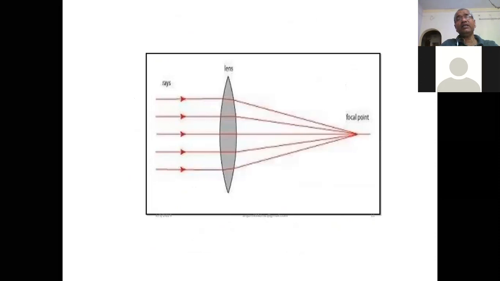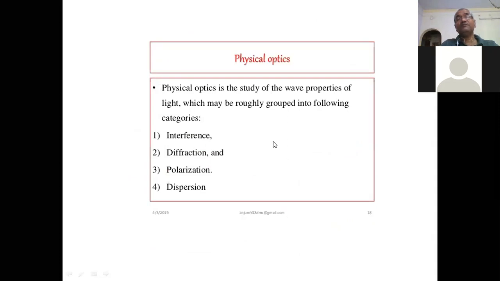So this is again the convex lens shown. This is a beam of parallel rays. After refraction through this lens, all these rays converge to a single point, and that single point is called the focal point. We will see the terminology of these lenses in the next slides.